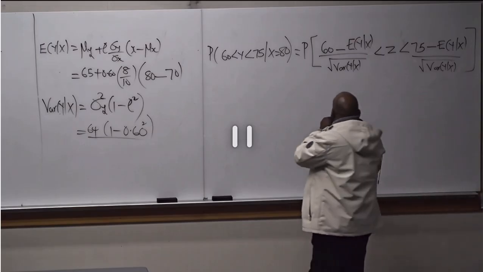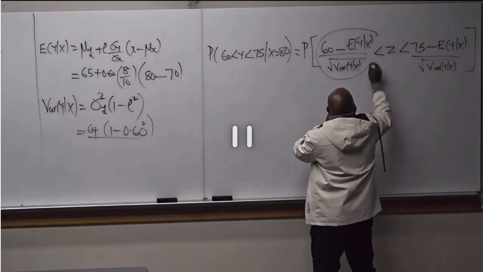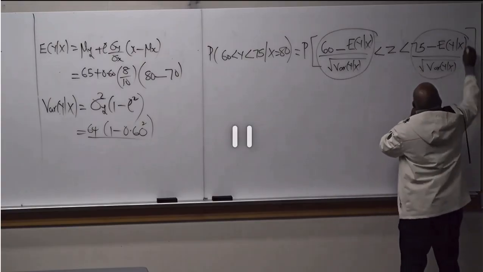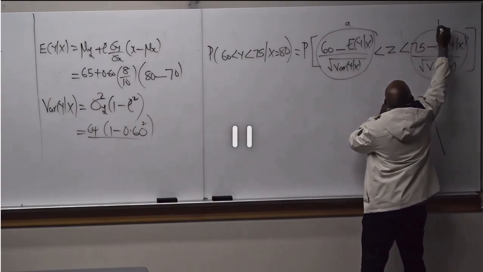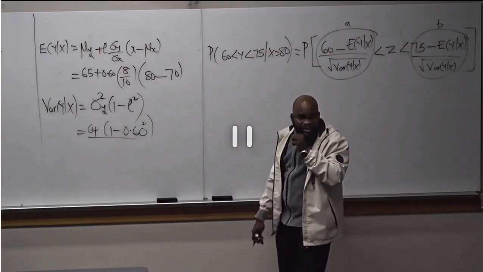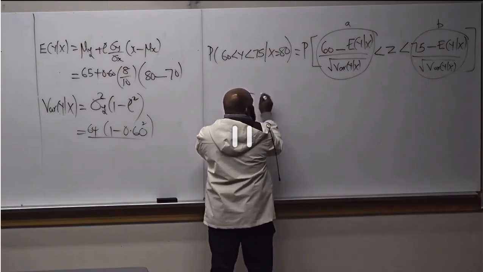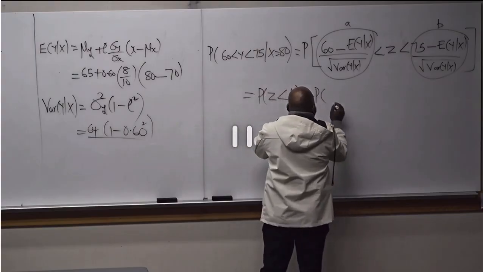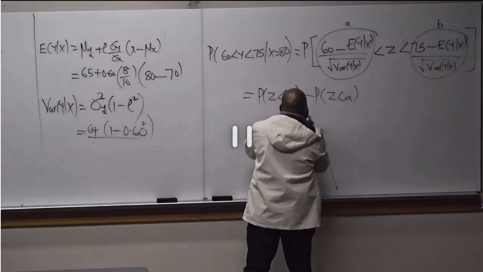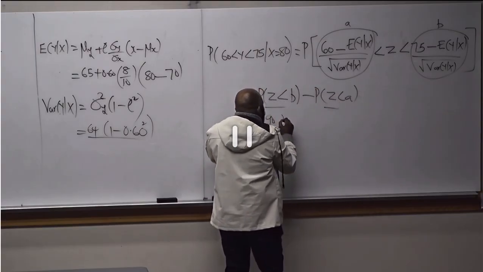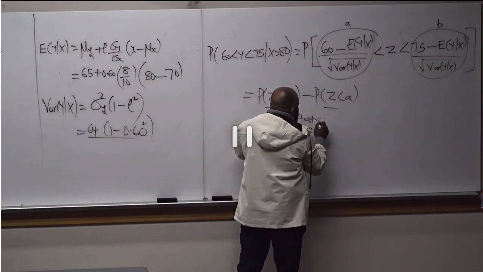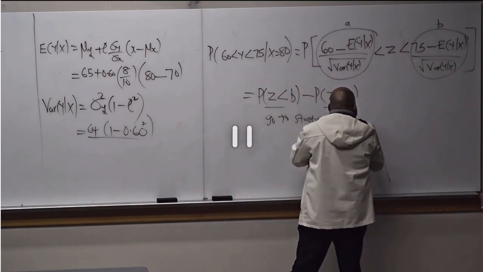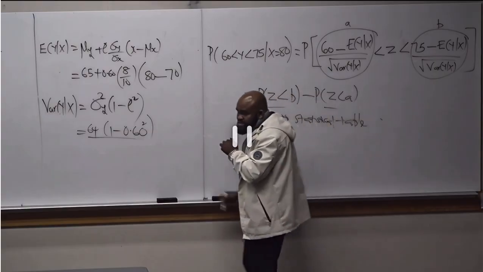And in the end, whatever you get, maybe this is A, this is B. I'm just assuming you're going to get a value. Then I'm actually going to say the probability of Z less than B minus the probability of Z less than A. Or, go to the statistical table. Use the statistical table for the rest.